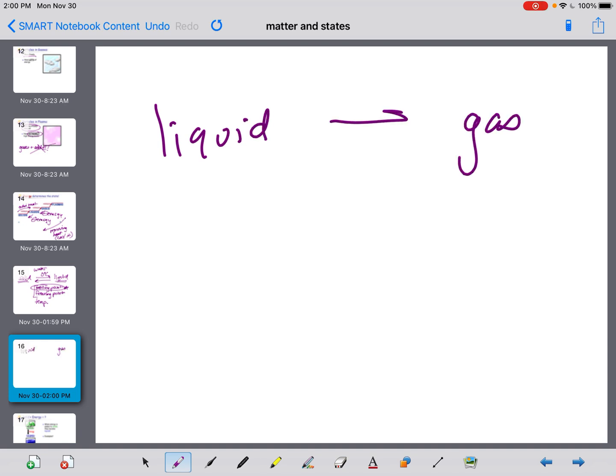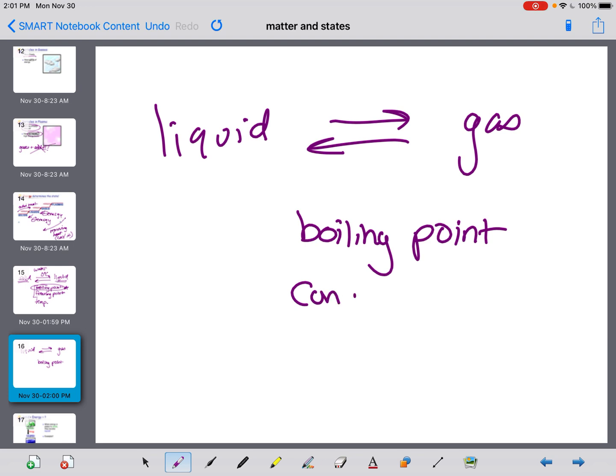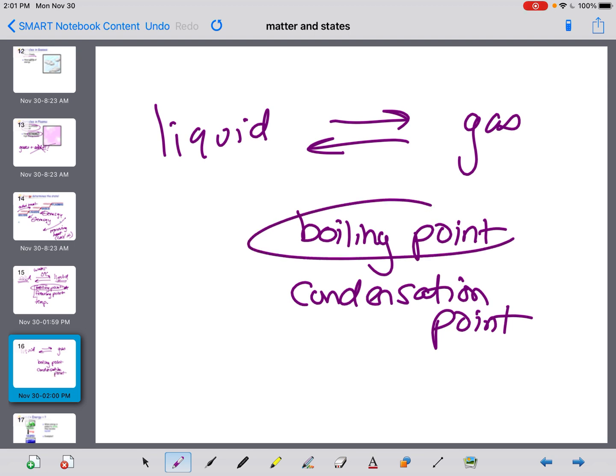This is another transition time. This is known as the boiling point, or sometimes it's referred to as the condensation point. But to be honest, the most common form is the boiling point. Now, the same thing, the temperature is the transition. So for water, this is 100 degrees Celsius.